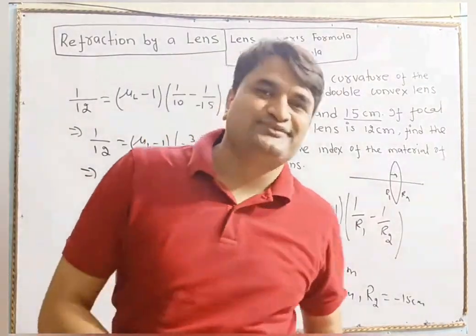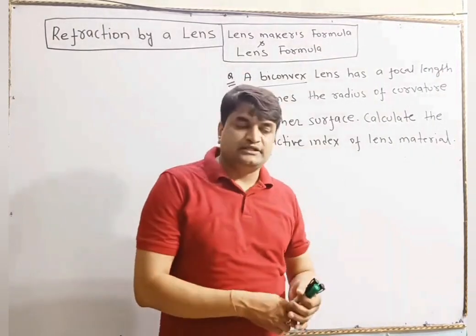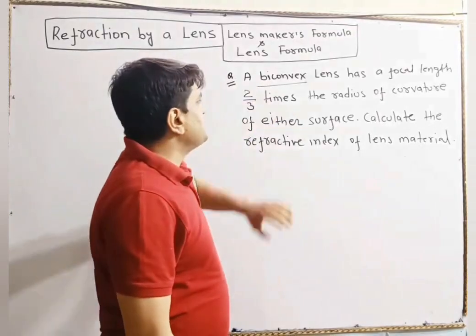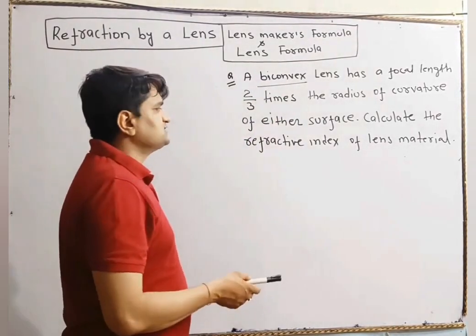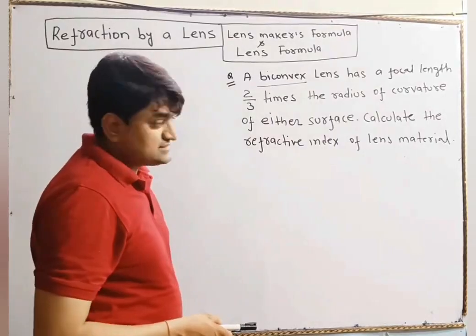Okay, thank you. Here is the next question. A biconvex lens has a focal length 2 by 3 times the radius of curvature of either surface.